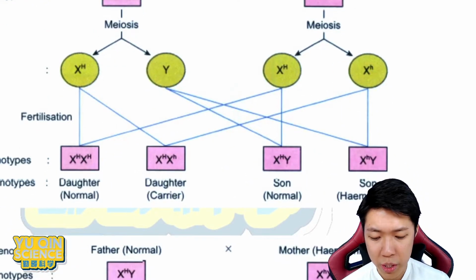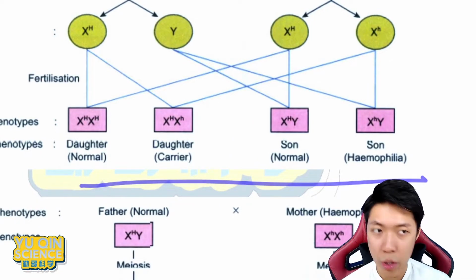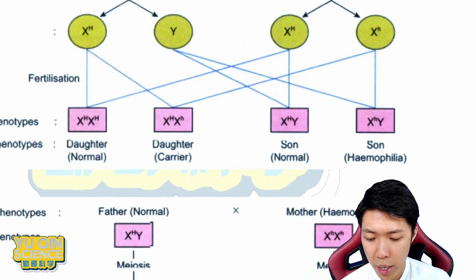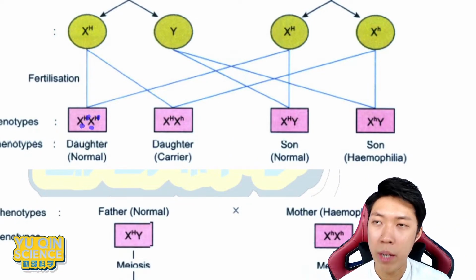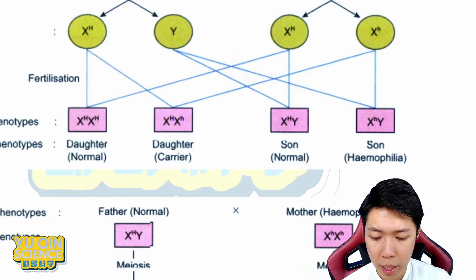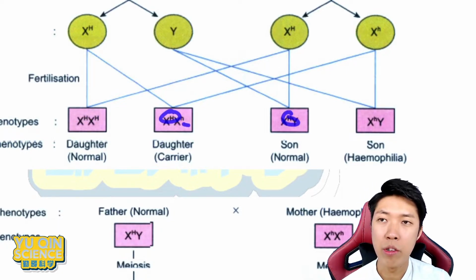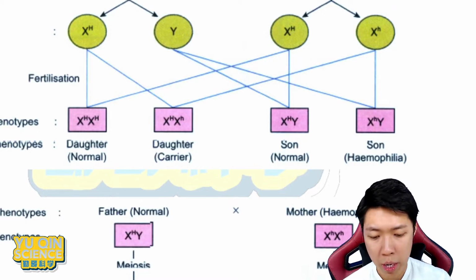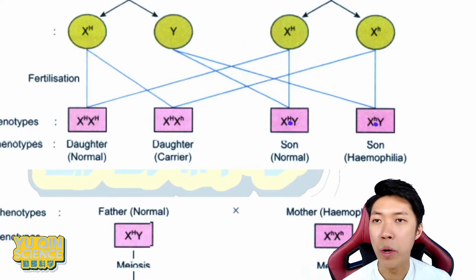Okay, so this is the result that you get assuming you already know the schematic diagram. So XX, but 2 capital letters, 1 capital letter and 1 small letter. So for boys, for male, it's only stick with the X, right? So it's capital H and small h.